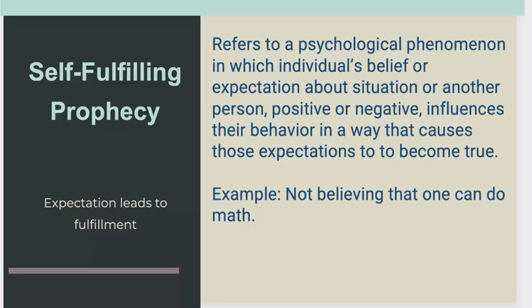This is the one that really kind of frustrates me as a teacher. This is the self-fulfilling prophecy. It's where your beliefs or expectations about a situation or another person, positive or negative, can influence their behavior in a way that makes those expectations become true. Not believing you can do math. I'm stupid. I'm dumb. Well, eventually you start to believe that, and it's not a healthy mindset for you to have. Okay? So let's be careful doing this.